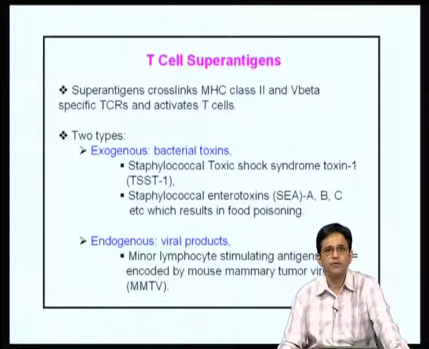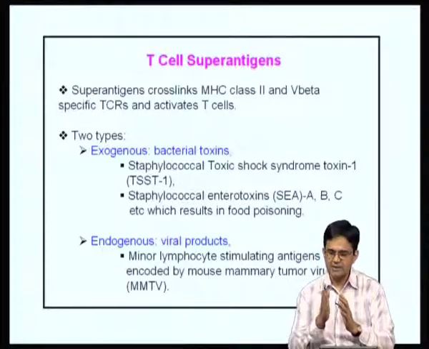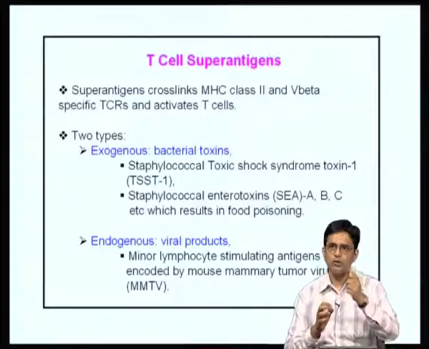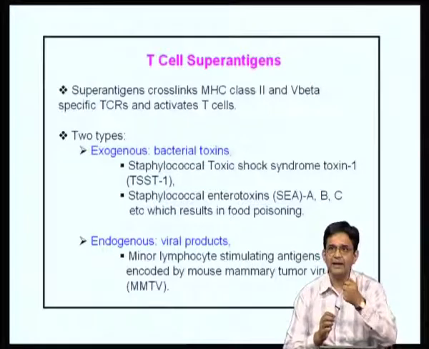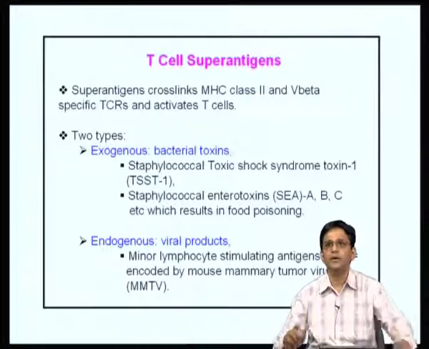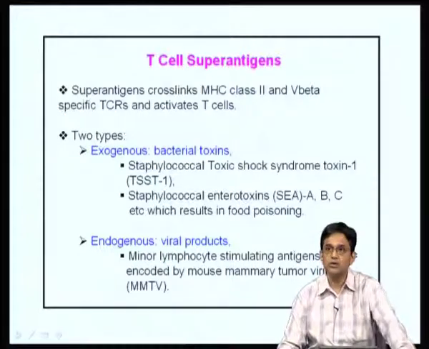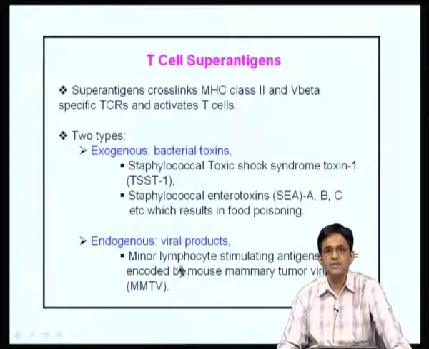T cell super antigens over here. So super antigens are ones that cross-link MHC class 2 and V beta. These super antigens are specific for certain V betas. So it doesn't matter what the V alpha is, and it doesn't matter what the antigen is. It will bind to MHC 2 and a particular V beta family, and this binding will result in activation of a pool of T cells, and there are two different types. One is the exogenous ones, that means they come from outside, and examples would be bacterial toxins.